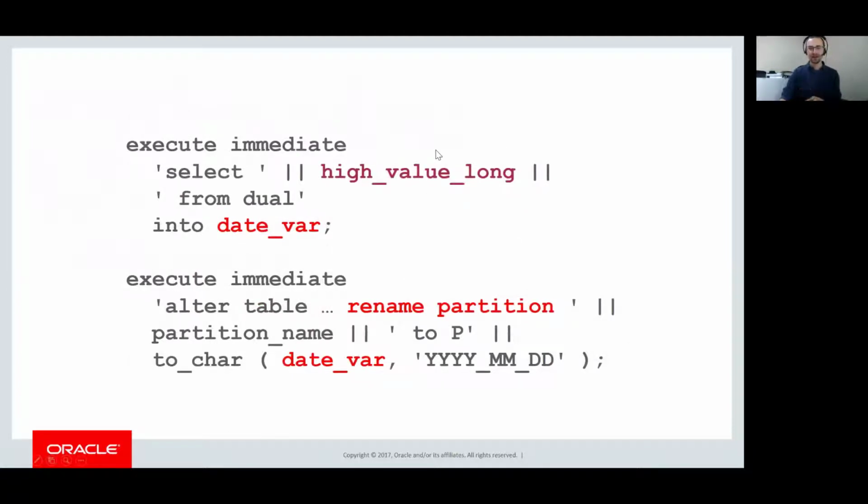If you get the values out of star tab partitions, whichever one you're using, select that high value from dual into a date variable, and then you can use that in your execute immediate and to_char it, to rename it. So like P, year, month, day, whatever scheme makes sense and is logical to you, so you can identify and know what these partitions mean. You can do this after the fact to figure out what they are.